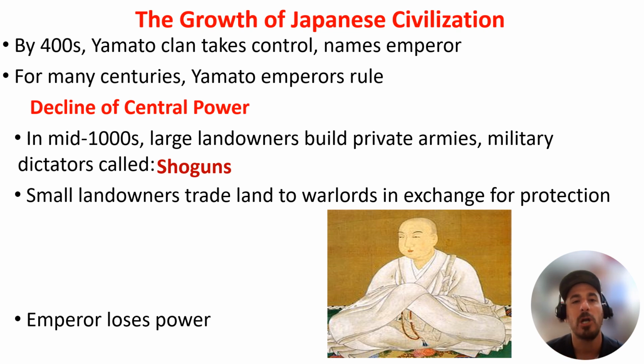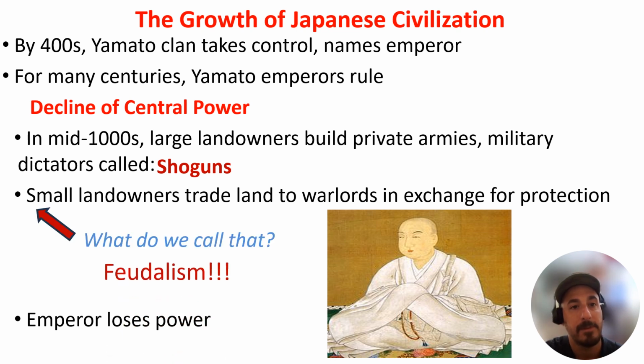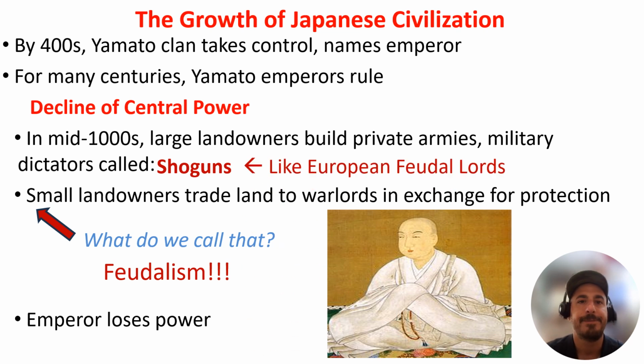What do we call systems like this? Because we've studied this once before, and it is now independently developed in Japan. We call that a feudal system. And the feudal system does develop in Japan. So, boom. This is feudalism. The idea that I would work your land for protection. And again, the shogun are, as I just put up there, like European feudal lords.